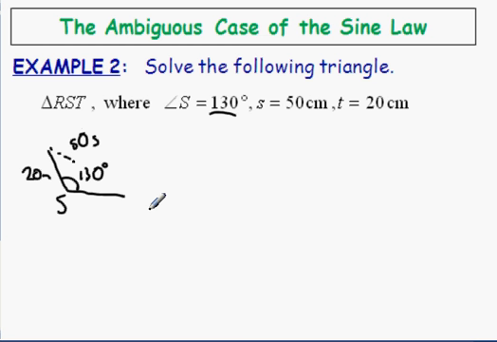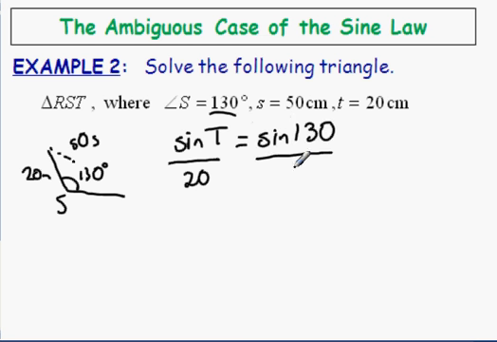And because we have to solve the following triangle anyways, we may as well set up the sine law to double check. So we set up our sine law the same as the last example. So sine of angle T over 20 equals sine of angle S divided by 50. Okay, so if you multiply 20 by sine 130 divided by 50, you end up with 0.3.